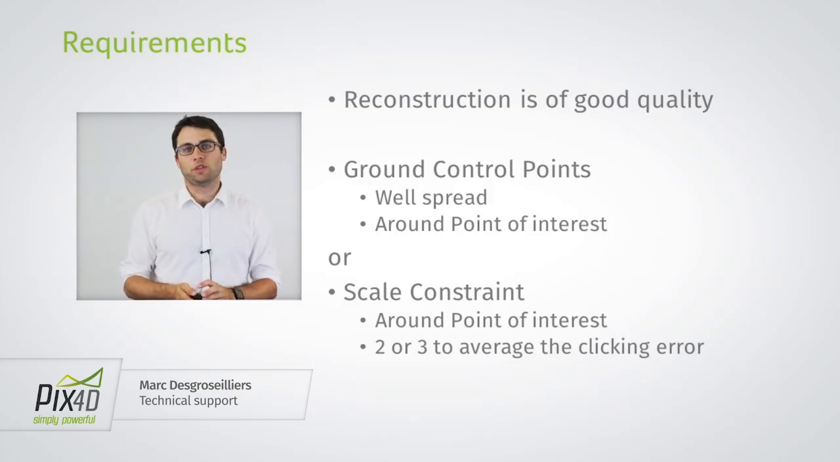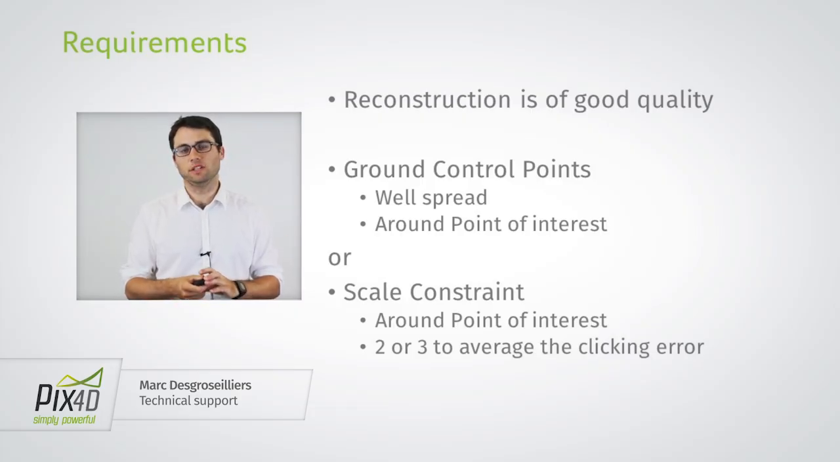The other requirement to get good measurements is to have either ground control points or scale constraints. In the case of ground control points, you'll want to make sure that they are well spread out throughout the project. You don't want them clustered in one corner because then the error can accumulate in the other regions of the project. And you also want your GCPs to be around your point of interest. It's a good idea to have one GCP close to a big object that you want to measure, for example.